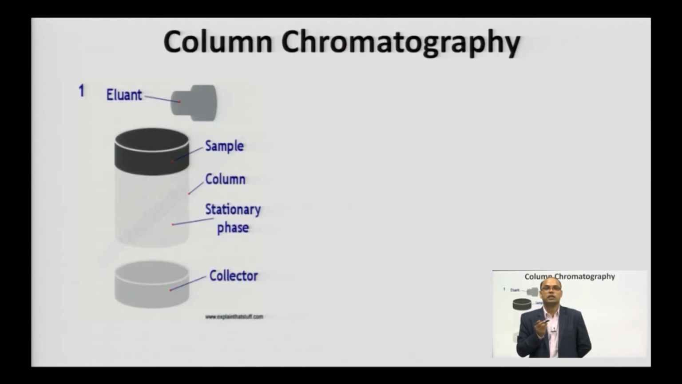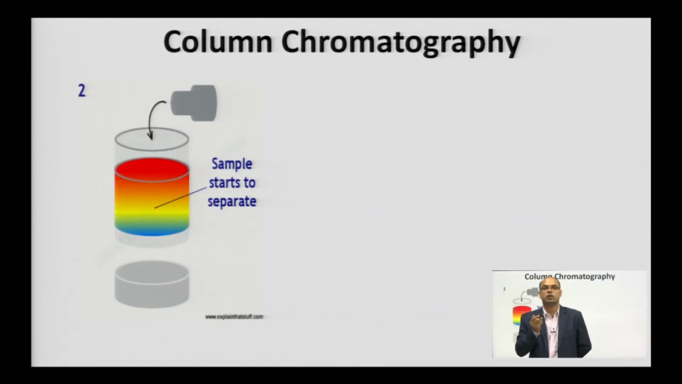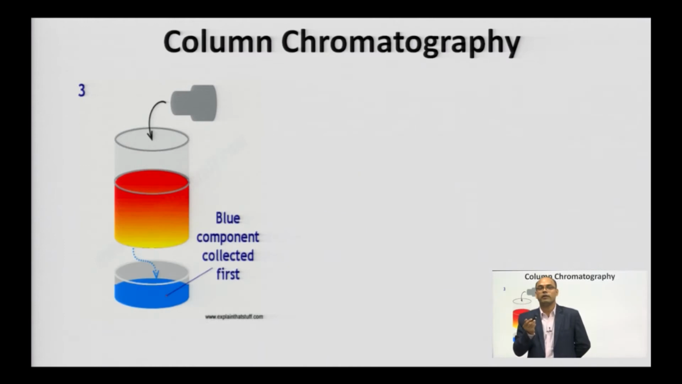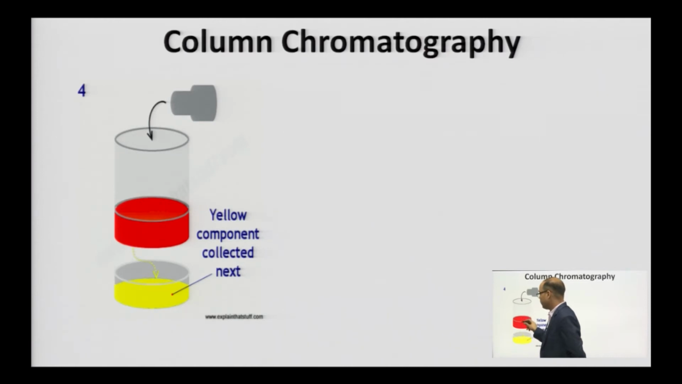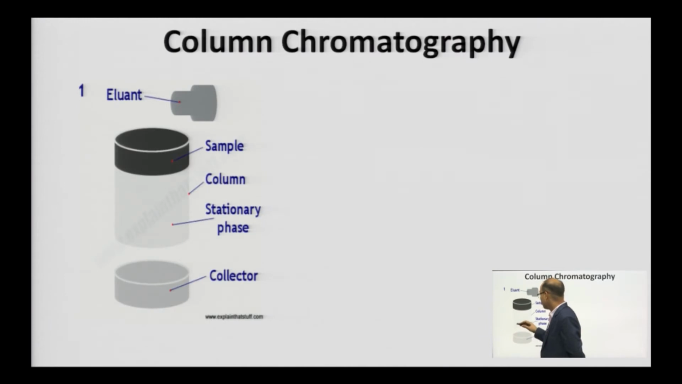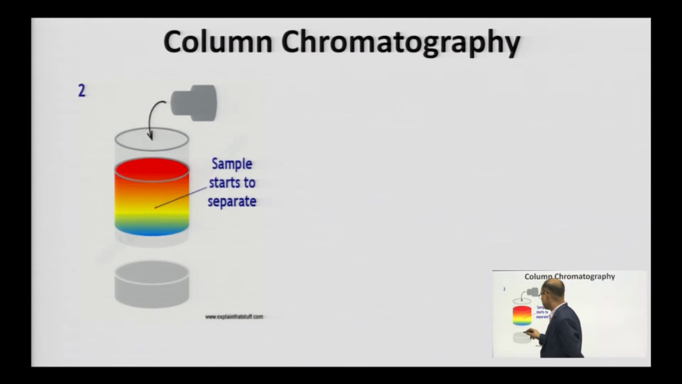So this is the GIF image, or the imagination of column chromatography, how column chromatography works. We have added the mixture of the drug, and through this column, on the basis of the affinity of the components to the stationary phase, these different phytoconstituents get separated. Suppose this is the sample, this is the column or stationary phase. The sample starts to separate.